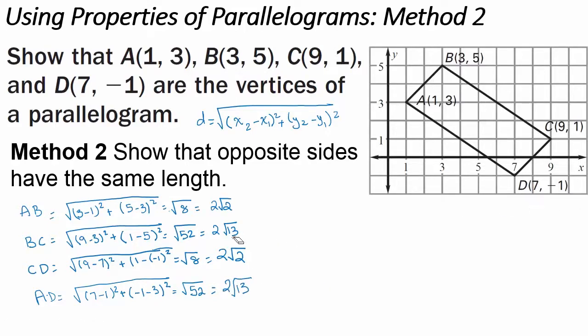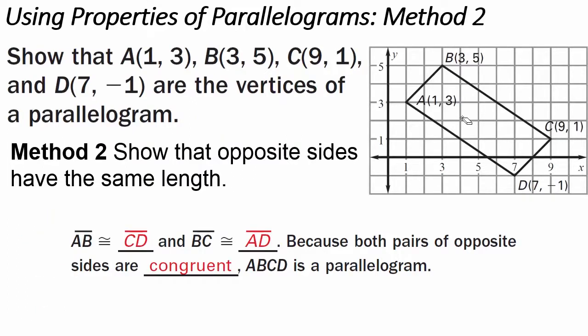Notice in these lengths that AB and CD have the same length measurement, and we can see that AB and CD are opposite from each other. We also can see that BC and AD have the same measurement, and you can see over here that AD and BC are opposite from each other. So we can say that line segment AB is congruent to line segment CD, and line segment BC is congruent to line segment AD. Because both pairs of opposite sides are congruent, ABCD is a parallelogram.